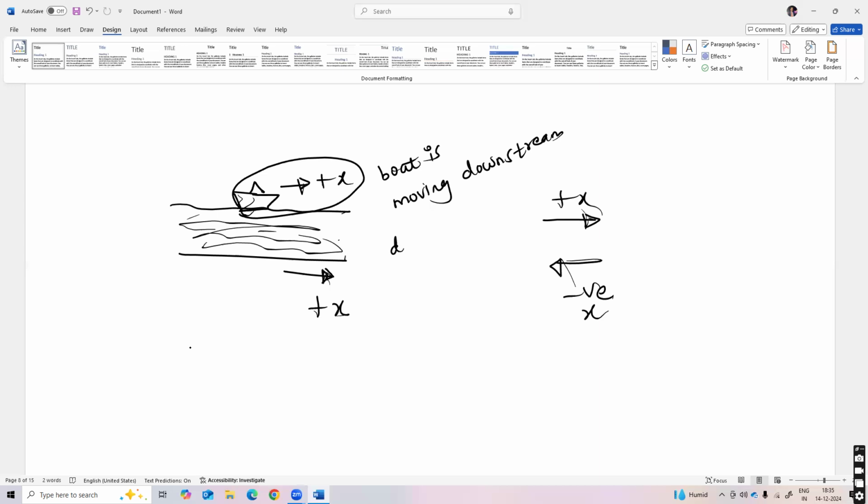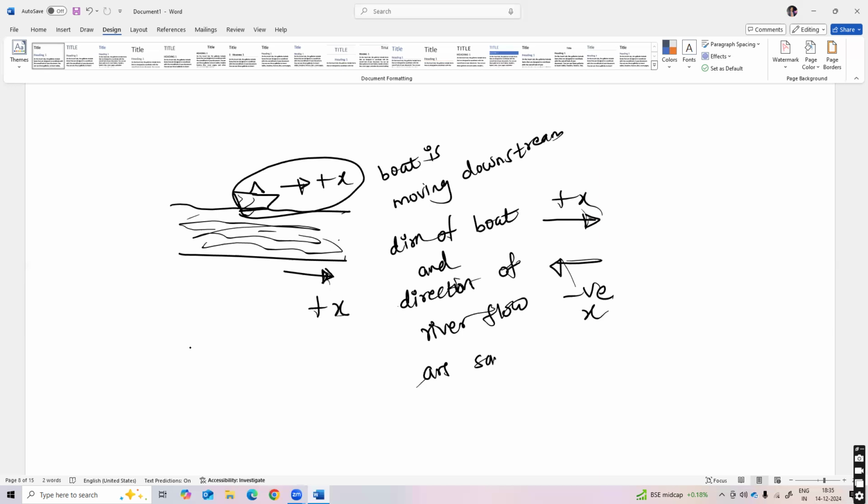The direction of the boat and the direction of river flow are the same.